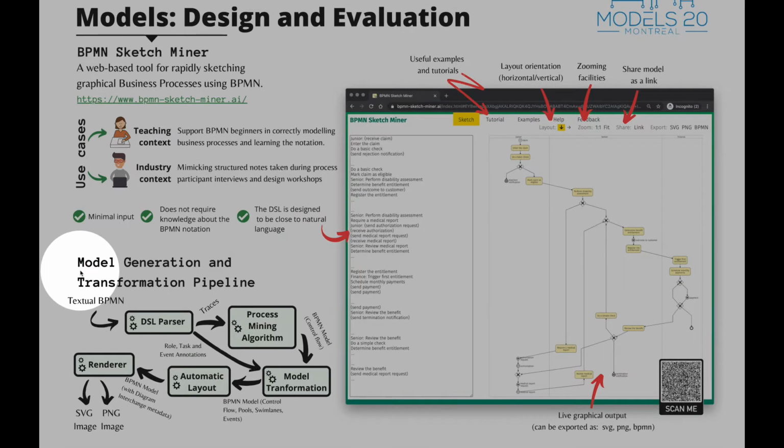The generation of the visual output passes through a specific pipeline, which starts by parsing the textual input, forming the traces, which will be transformed to a specific control flow due to a process mining algorithm. Then, after a model transformation and an automatic layouting of the model, we can get the PNG and the SVG images due to a renderer.